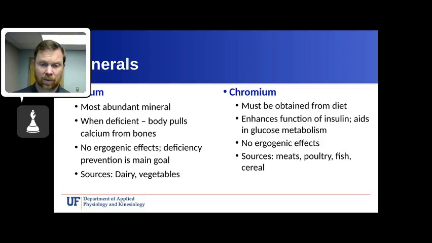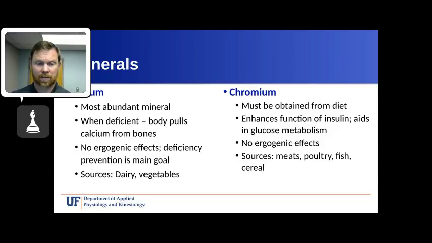Chromium is a trace mineral that cannot be supplied from any storage source in the body and must be obtained from the diet. Two forms exist, but trivalent chromium, known as chromium-3, is the form used by the body. Chromium improves the function of insulin and therefore is important in the metabolism of glucose. Since insulin is also an anabolic hormone that can lead to increases in muscle protein synthesis, numerous studies have been conducted to determine if chromium supplementation above the RDA provides any improvement to body composition.